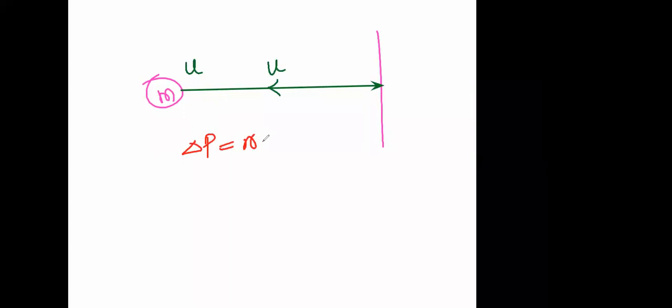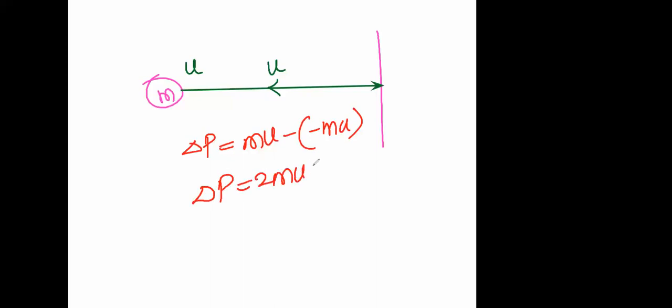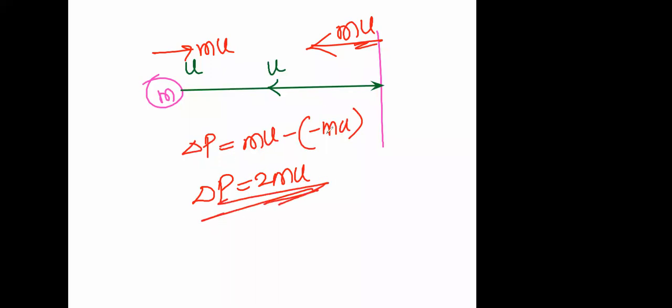Then a ball of mass m is there. If it hits the wall with velocity u and rebounds back with the same velocity, then change in momentum, delta P, is mu minus of minus mu. So change in momentum is equal to 2mu. Momentum of the body will be m into u in this direction, and in the opposite direction again momentum of the body will be there. Delta P is equal to 2mu.